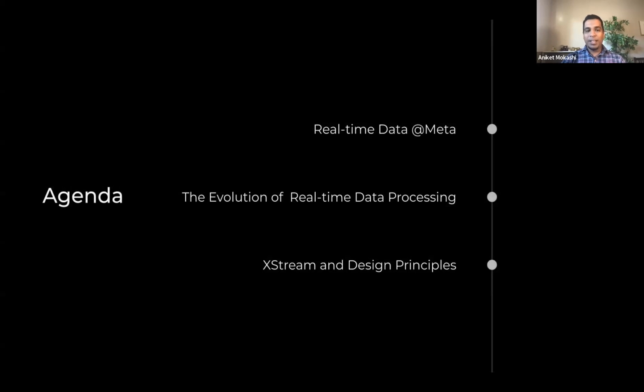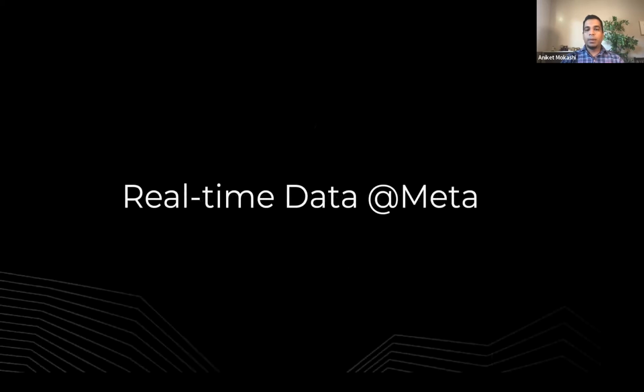I have 3 topics that I'll try to cover. First, I'll give you a high-level overview of real-time data at Meta, like how our data flows through our streaming systems. Then I'll briefly mention the evolution of the stream processing ecosystem. This will give you a perspective on where we started and how we got here. And then lastly, I'll cover XStream's architecture, its design principles, and so on, and get into details of how XStream is built. So with that, let me get started with the real-time data at Meta.